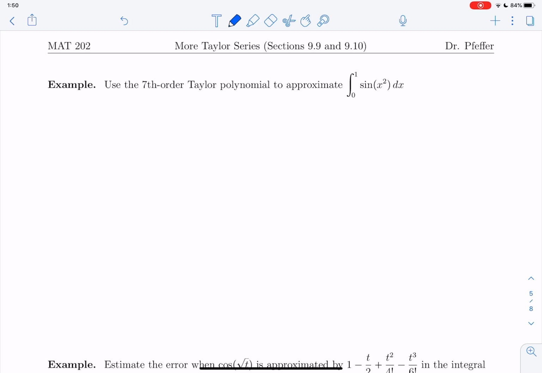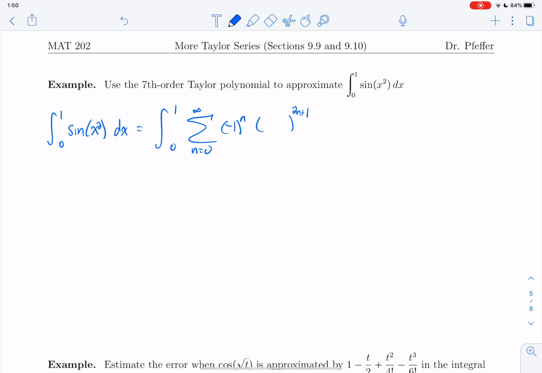So here, the integral from 0 to 1 of sine of x squared dx becomes the integral from 0 to 1 of the sum from n equals 0 to infinity of negative 1 to the n times x to the power of 2n plus 1 over 2n plus 1 factorial dx, where just like we usually do, here I'm substituting in the x squared, so that's what goes in here.